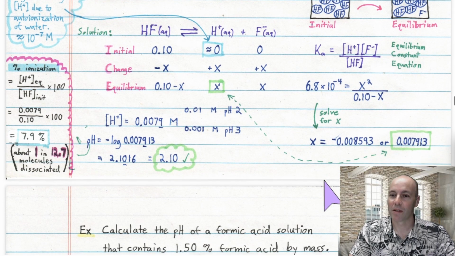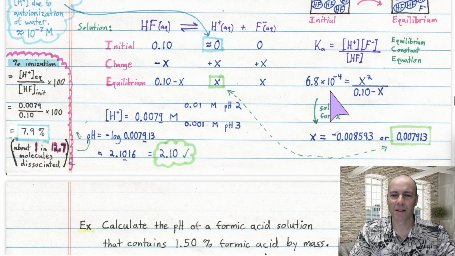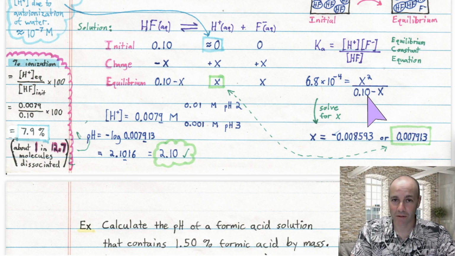Solving it for x, it's a nasty looking equation, and you'll end up with a quadratic equation. If you multiply everything out, you can use the quadratic formula or completing the square or whatever technique you like for solving this equation. You can just plug it in your calculator and let the calculator do the work for you. That's what I usually do.